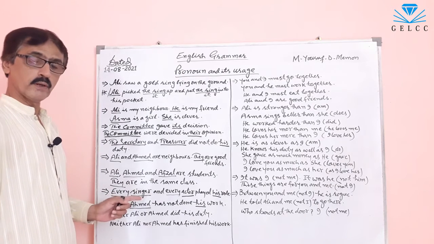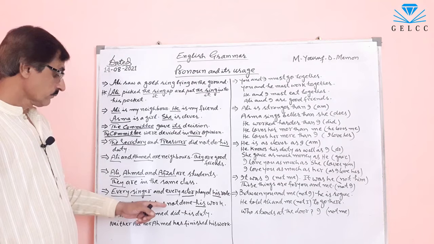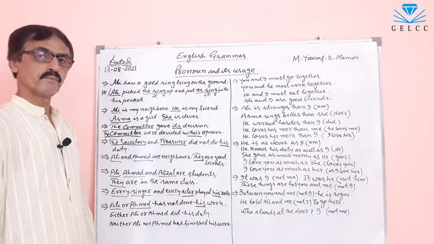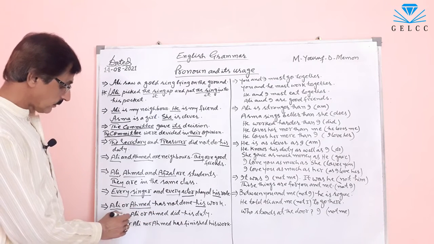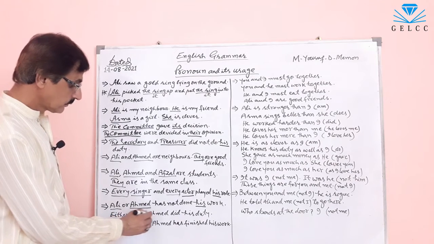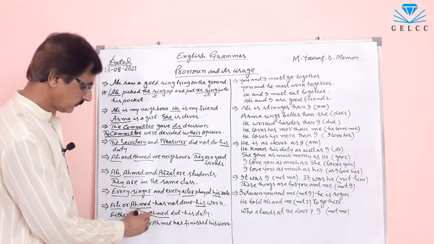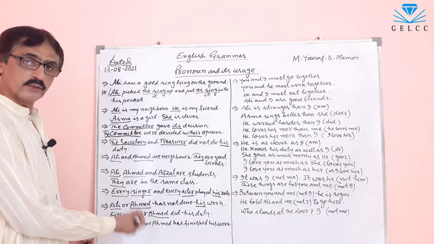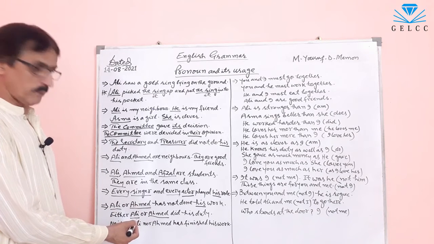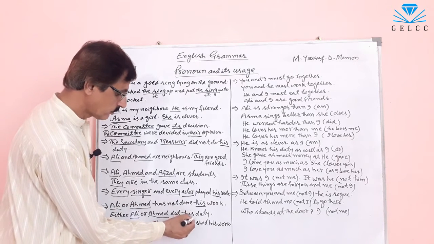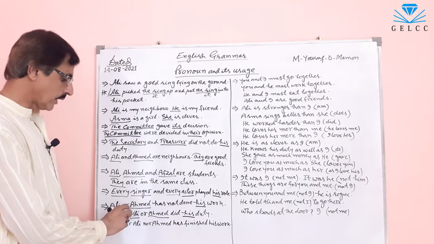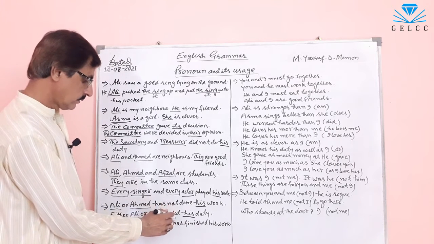Means one of the two has not done his duty. Now second, either Ali or Ahmed. Here either, or, neither, nor. The pronoun will be singular. His duty. Either Ali or Ahmed did his duty.